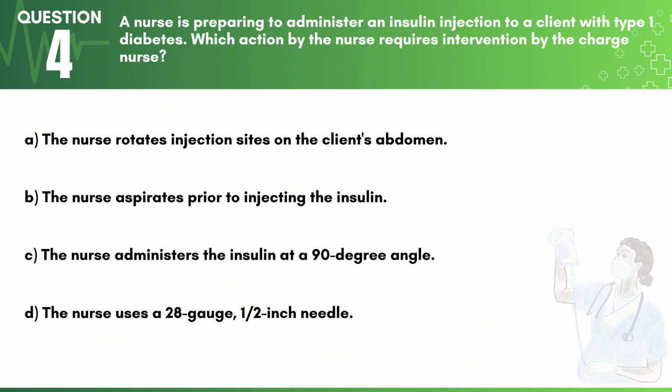B. The nurse aspirates prior to injecting the insulin. C. The nurse administers the insulin at a 90-degree angle. D. The nurse uses a 28-gauge, half-inch needle.